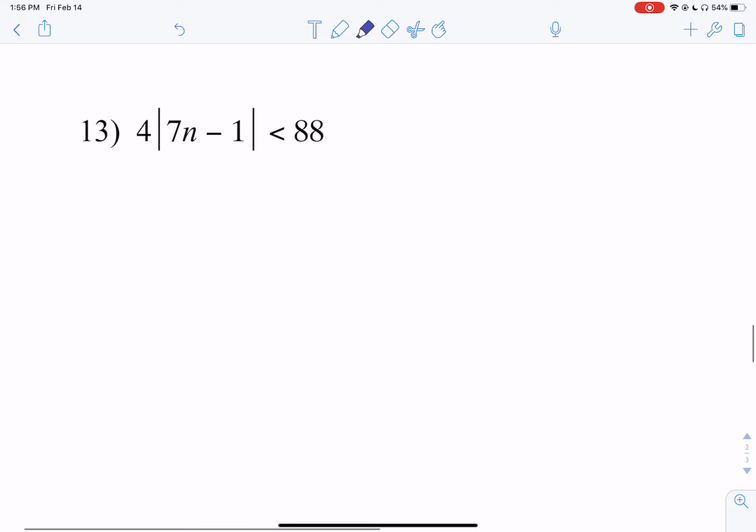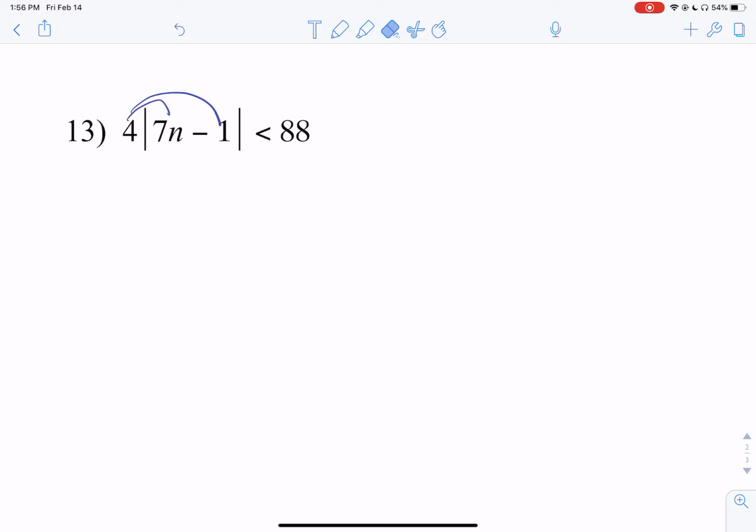Now for number 13 and 14, we're not going to allow distributing, so we cannot multiply this with 4. So the way we do this problem here is that we have to divide by 4 so we can isolate the absolute value. So this is what we end up getting. So now with this, we are going to create again the two conditions.